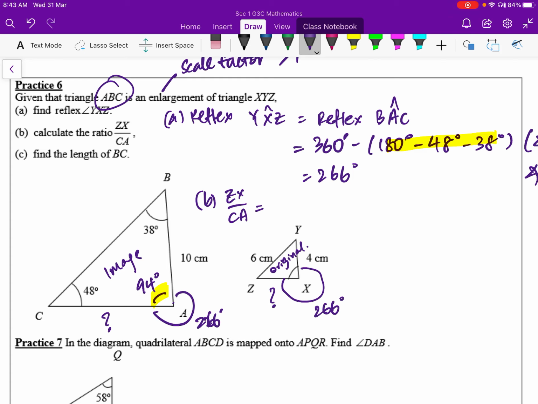ZX is in our numerator. The smaller triangle is in our numerator. So I want to find a corresponding side that is available. If I were to choose 6, it is available to me, but I don't have the value over here. Then it becomes useless. How about if I try 4 and 10? Now it works. So put them down. ZX over CA is the same as YX over BA. And the ratio is given to be 4 over 10, which is 2 over 5.